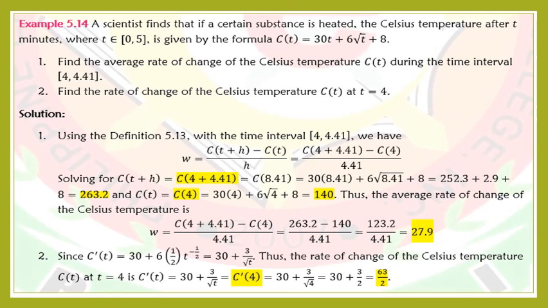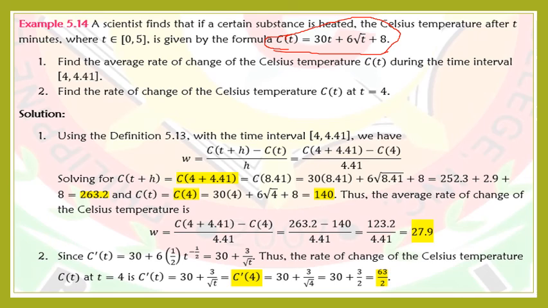For example, a scientist finds that if a certain substance is heated, the Celsius temperature after t minutes, where t is in the interval 0 to 5, is given by the formula C of t equals 30t plus 6 times the square root of t plus 8. So, ito yung given formula natin. C in terms of t, or Celsius temperature in terms of t.